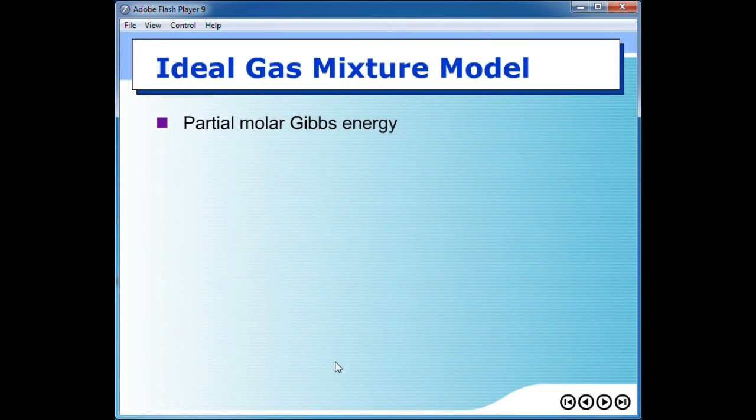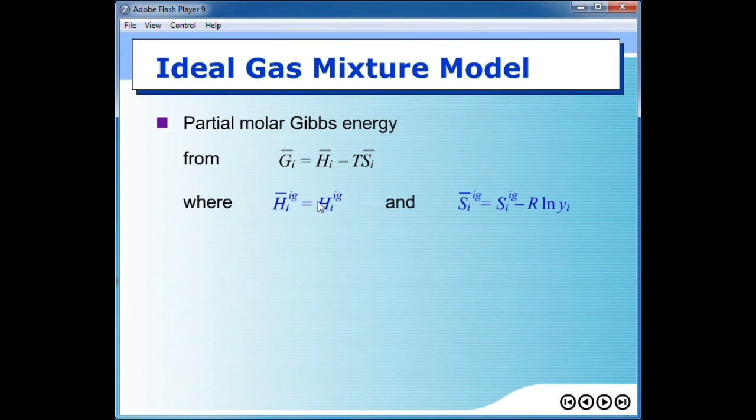The last one is the partial molar Gibbs energy. We will start from the fundamental relationship, the definition of Gibbs free energy. Gibbs free energy is defined as enthalpy subtracted by T times entropy. And you can use this equation for partial molar properties as well. H bar and S bar were already found. We calculated these two already, so we are going to plug them in.